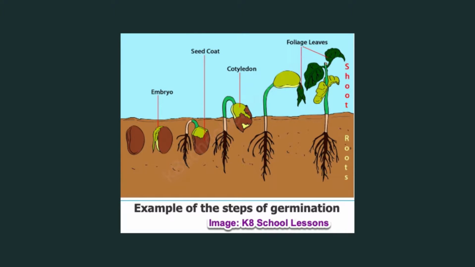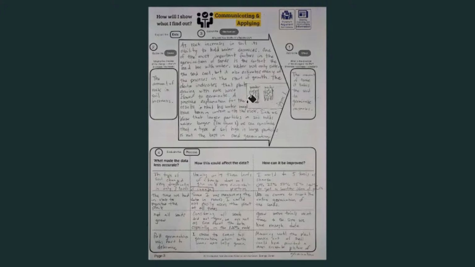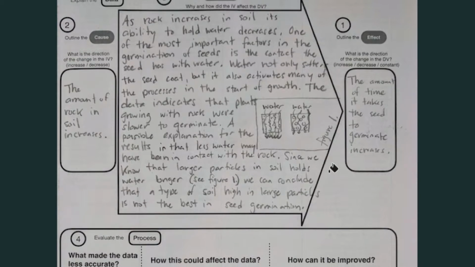And just a reminder, we're looking at seed germination. We've already looked at the results of the data collection, and we've presented our data in a scatter plot. And now we're going to move on to communicating the data. The format that we're going to use, the organizer we're going to use, is a cause, mechanism, effect organizer. And it's pretty straightforward, this organizer.